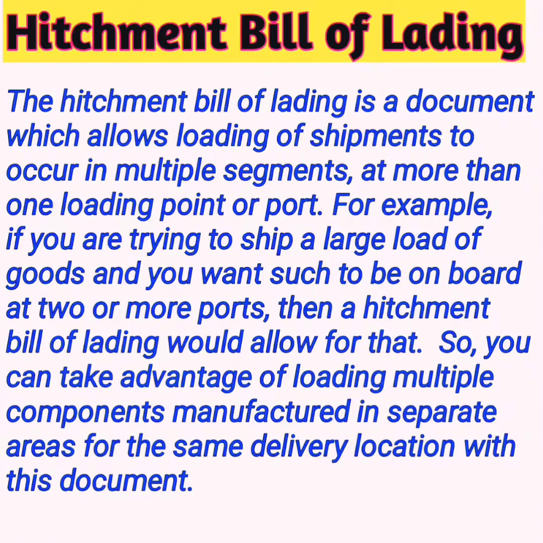Next type is Hitchment bill of lading. The Hitchment bill of lading is a document which allows loading of shipments to occur in multiple segments at more than one loading point or port. For example, if you're trying to ship a large load of goods and you may want to load that in two or more ports, then a Hitchment bill of lading would allow you to do that.